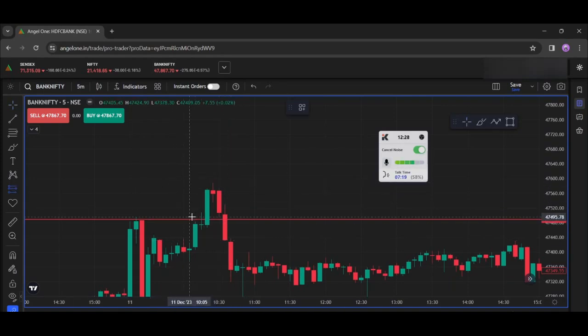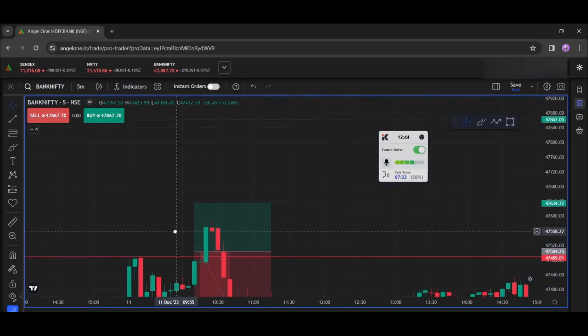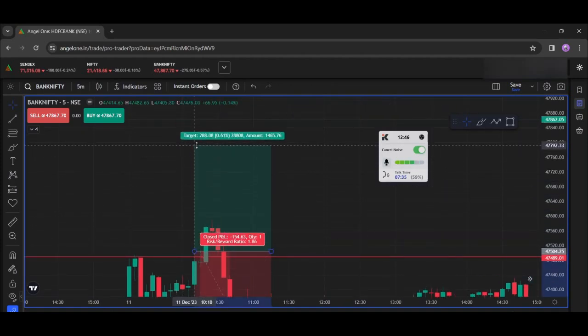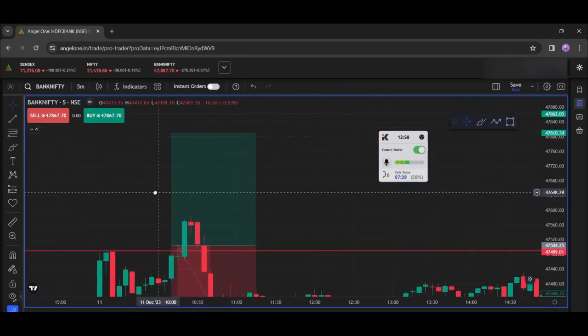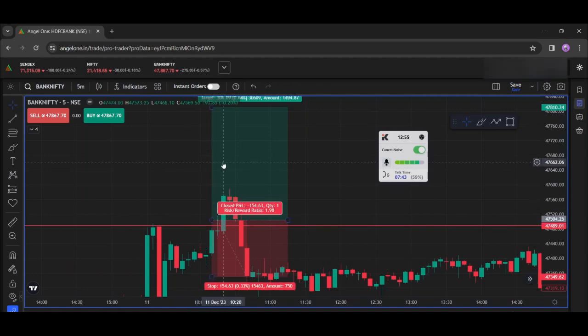So let's plan a trade here, right? So what are you going to do? You're going to enter somewhere around here, and your potential stop loss would be around 150 points, and you will aim for 1:2 risk to reward ratio, which would be around 300 points, right? So this would be your target. So this is your common trade setup when you see a breakout, right? You will obviously enter at the breakout and you will be aiming for 1:2 risk to reward ratio minimum.